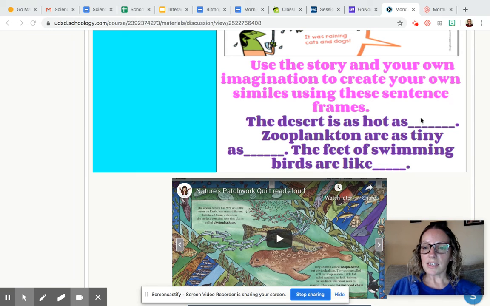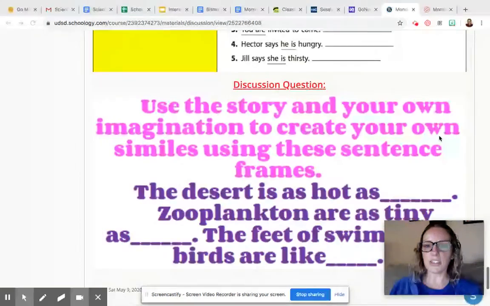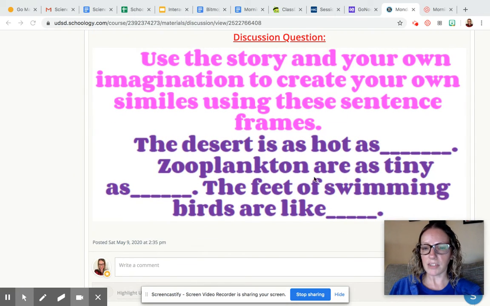So the desert is as hot as what? You come up with a word to describe how hot the desert is. Zooplankton are as tiny as what? Come up with a word that means the same thing as tiny. The feet of swimming birds are like what? Those are the three things that you're going to scroll down and answer for your discussion question. Answer those three sentences and finish them up on your own.